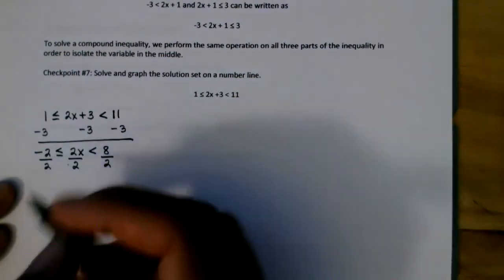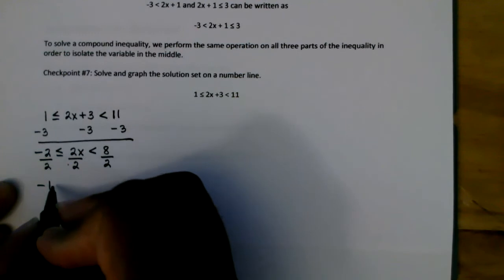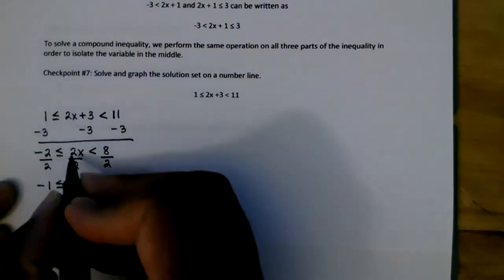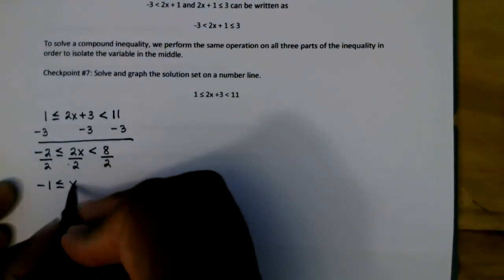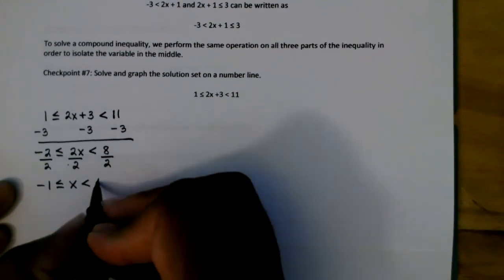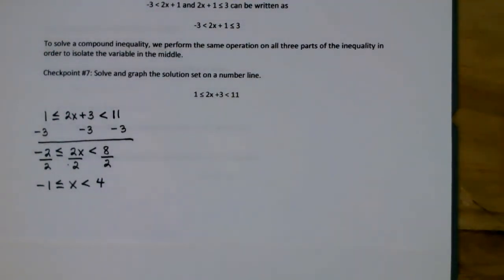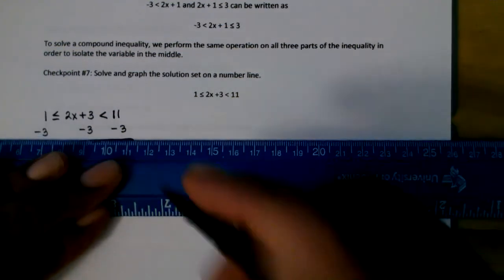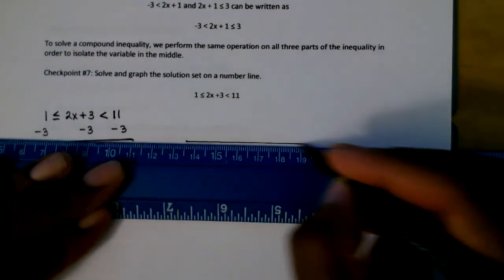So now negative 2 divided by 2, that's negative 1. It's less than or equal to 2x divided by 2, I'm left with x, and then less than 8 divided by 2, which is 4. So this is negative 1 is less than or equal to x and less than 4. Or we can say x is greater than or equal to negative 1 and less than 4. Now let's graph this inequality on a number line as indicated in the directions.